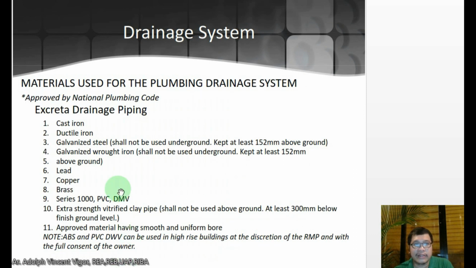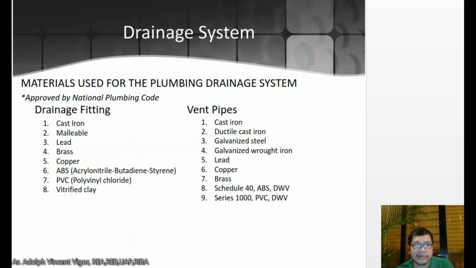Okay, so these are the materials used for the drainage piping as approved by the National Plumbing Code. First, you have cast iron. Second, ductile iron. Then you have galvanized steel, which will not be used underground and is kept at least 152 mm above ground. Then the galvanized wrought iron, which also should not be used underground and is kept at 152 mm above ground. You have lead, copper, brass, series 1000 PVC, DWV extra strength, vitrified clay pipe, and approved material having smooth and uniform bore. According to the note, ABS and PVC DWV can be used in high-rise buildings at the discretion of the RMP and with the full consent of the owner.